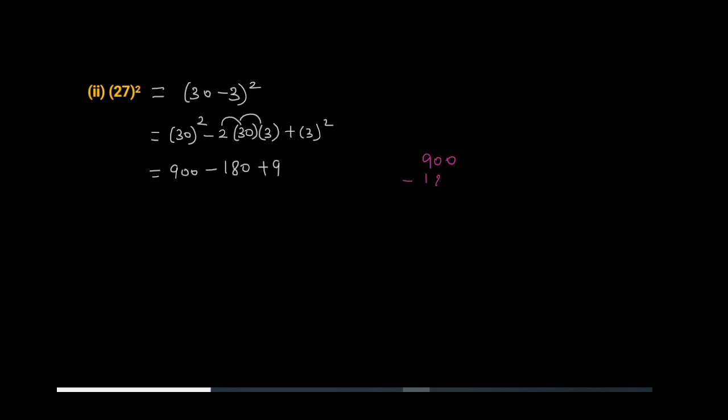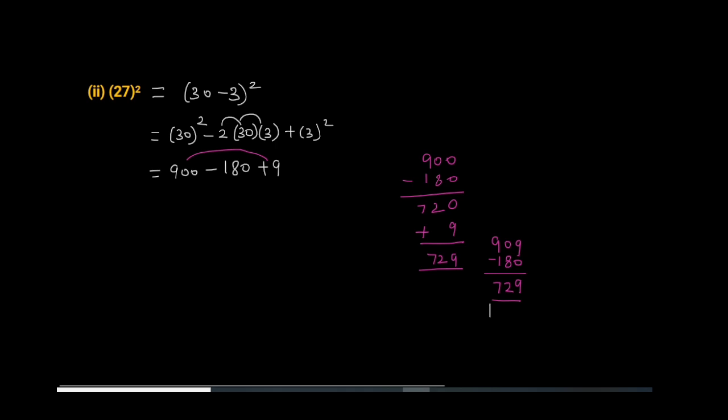900 minus 180 is 720. Then add 9, so 729. Or else we can add 900 plus 9, so we will be getting 909. Subtract 180, then also 729. However, look at the sign and do it properly. The answer is nothing but 729. The product of 27 squared is nothing but 729.